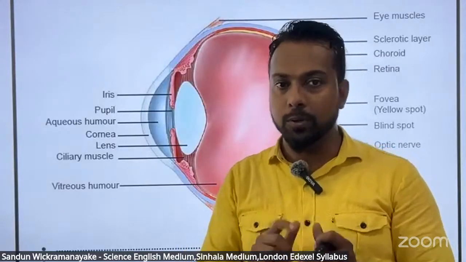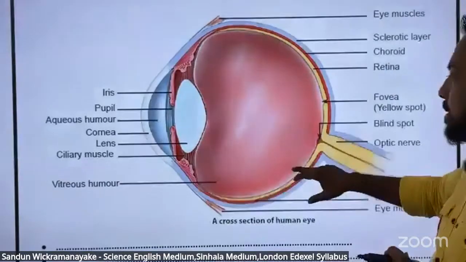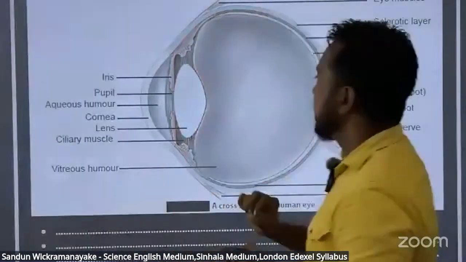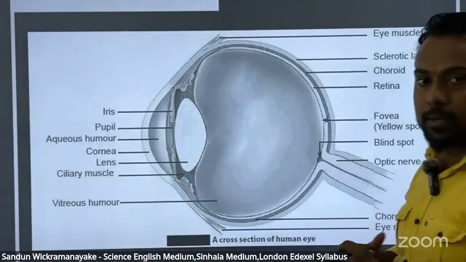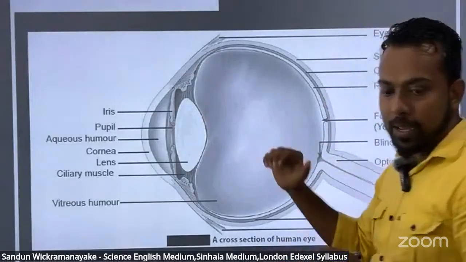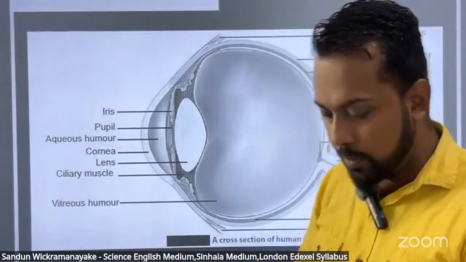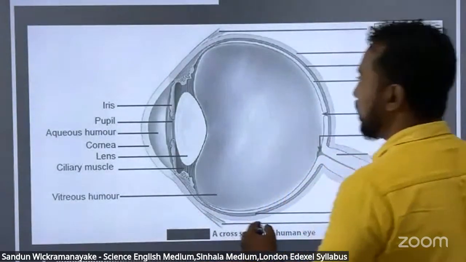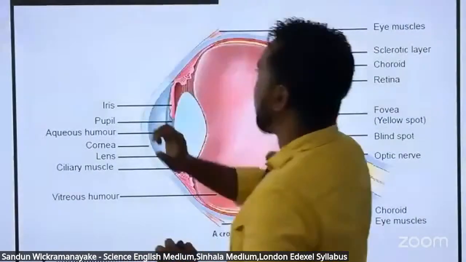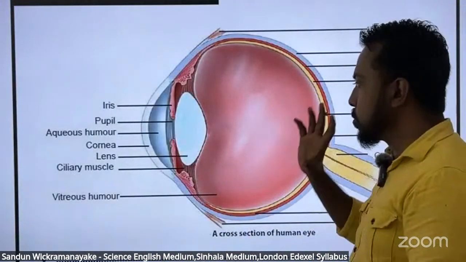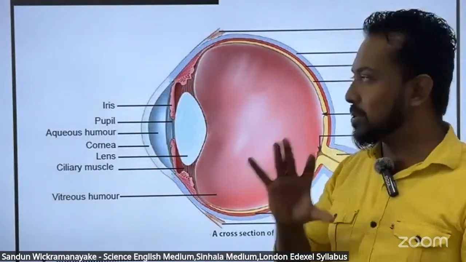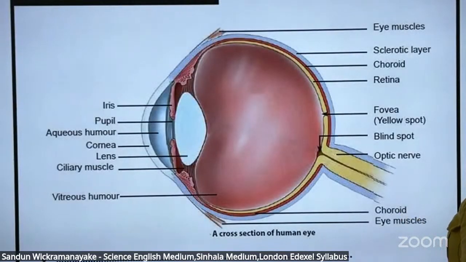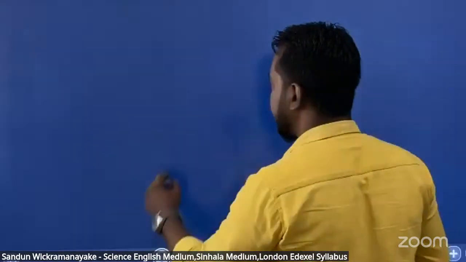Okay, so this is the structure of the eye. There are 13 parts in this structure of the eye. Look at this very carefully. Right. This is the structure of the eye. Before we learn about its functioning, we need to learn about its structure, right? It looks like that. But we can see it like this.